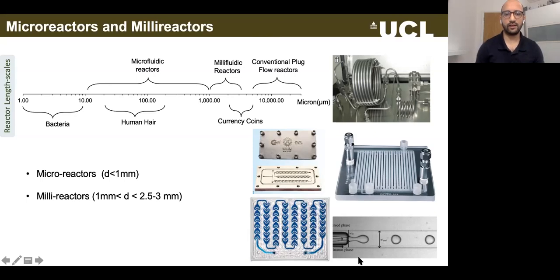The microreactors are made of channels with diameter less than one millimeter. So it's basically confined miniature channels with typical dimensions below 1 millimeter, in which small volumes of liquid are precisely handled. When the channel diameter is more than 1 millimeter but less than 2.5 to 3 millimeters, they are called millireactors. The reactors can be made of glass, metals, different types of polymers, especially fluoropolymers like PTFE. Here we see different types of microreactors, and a schematic of how flow happens in a microreactor.